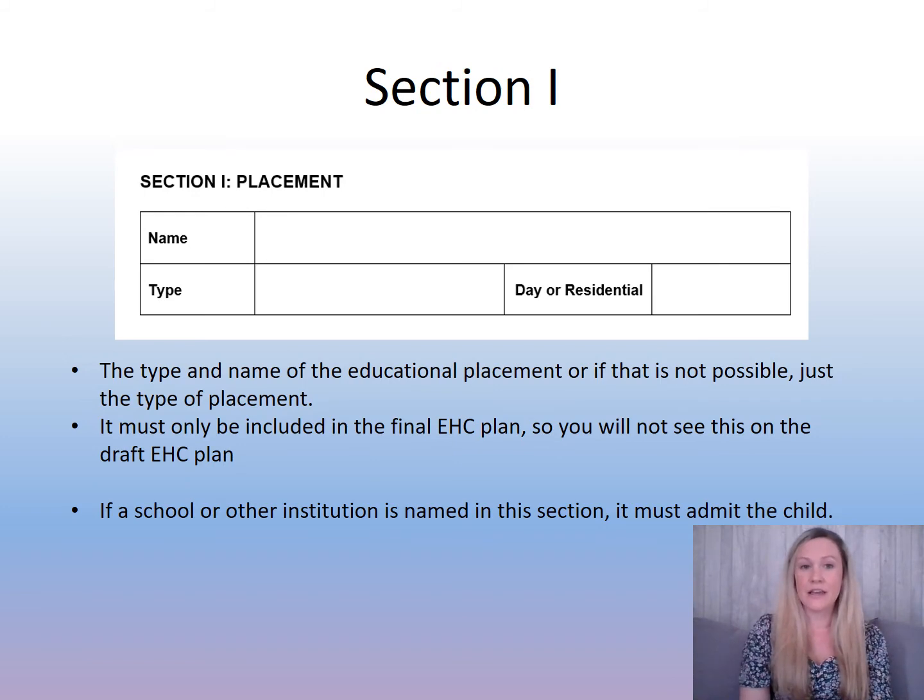So section I should name the educational placement that the child is going to go to. If that's not possible, then the type of placement needs to be named, so specialist or mainstream. And it must only be included in the final EHCP. So you won't see this in the draft plan. This will be left blank. If a school or other institution is named in this section, then it must admit the child.